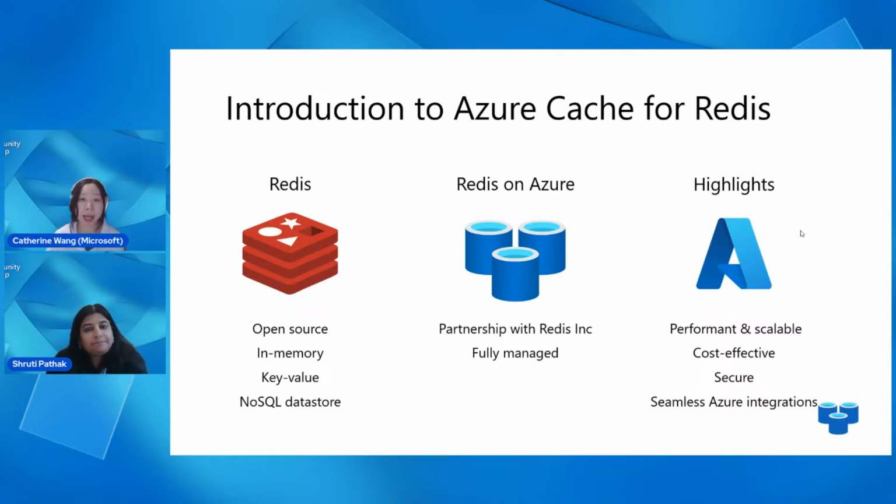So this means Azure Cache for Redis is just the same as any other first-party hosted Azure services. It's performant and scalable, cost-effective, it's secure, and it has seamless integrations such as the AAD integration, storage integration, to allow passwordless authentication, service-to-service authentication through managed identity. If you are interested in, please refer to a previous video Shruti did.